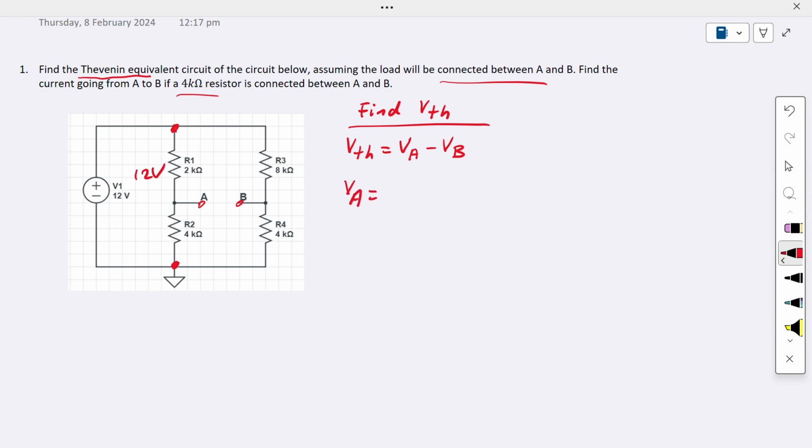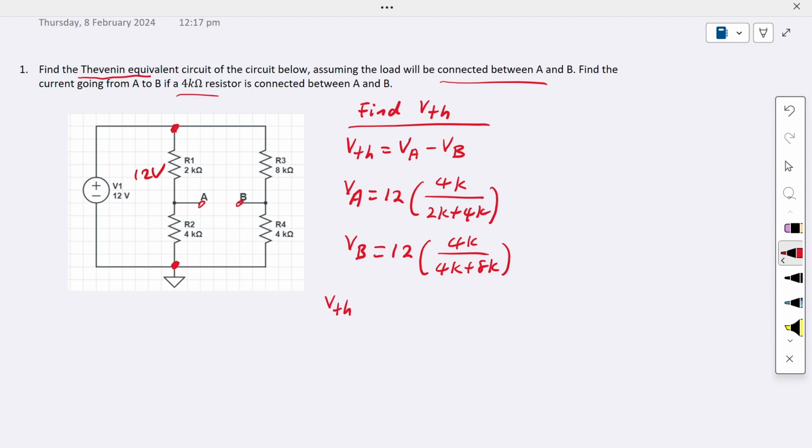That means the VA can be calculated as 12 volt, times R2, which gives us 4K, then divided by the series resistance 2K plus 4K. So this gives the VA. And then we find VB. VB is also the same. The supply voltage is 12 volt, and then divided by 4K, and then we have 4K plus 8K. So we're going to substitute this value here.